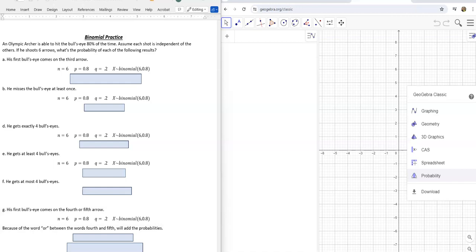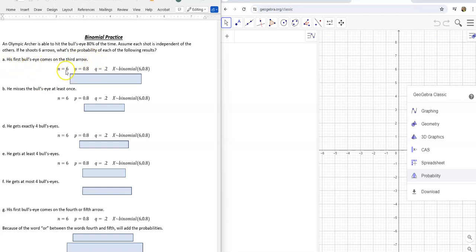Remember, to be able to use this, we want to say these 3 things. It's the same probability every time, that remains constant. The previous trial doesn't affect the new trial, and there's only 2 outcomes. In this case, he either gets a bullseye or he doesn't. Okay, so what's the probability that his first bullseye comes on the 3rd arrow?